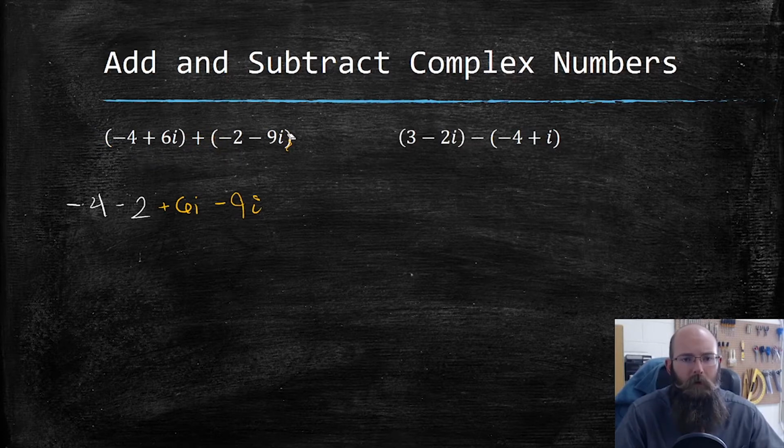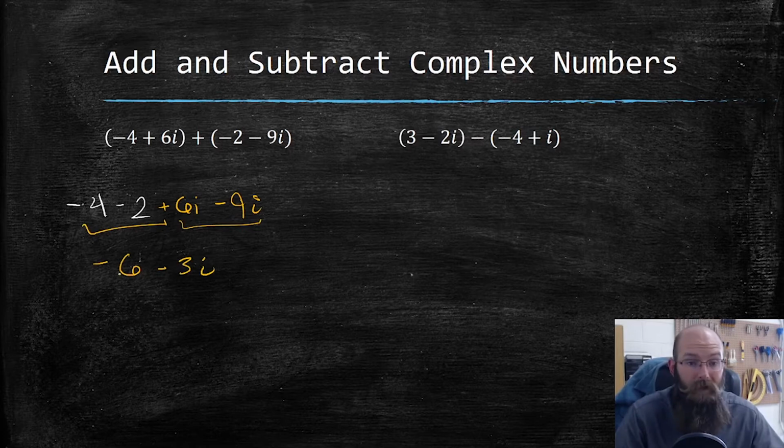So instead of worrying about all those parentheses, I don't have to do anything because that plus doesn't affect anything. So I can just commute these around, commutative property of addition, to wherever I want them to be. So these first two just give me a -6. The last two here get me -3i.